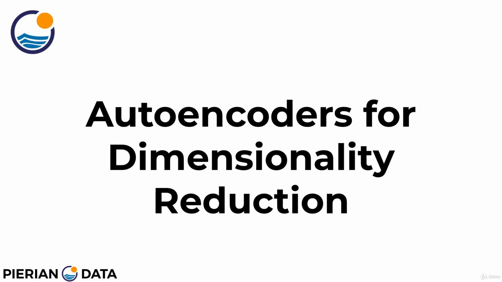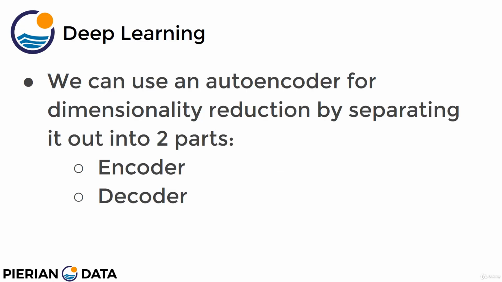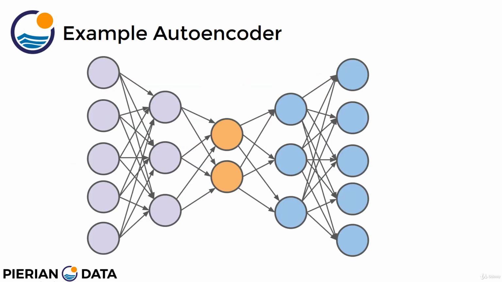Welcome back, everyone. In this lecture, we're going to show you how you can use Python code to create autoencoders for the purpose of dimensionality reduction. We can use an autoencoder for dimensionality reduction by separating out the autoencoder into two parts, the encoder and the decoder. So here we have the full autoencoder.